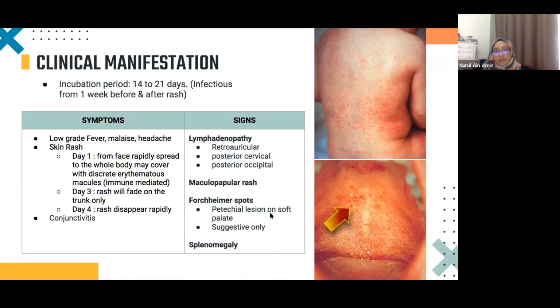And then next are the Forchheimer spots, which occur in 20% of patients. These are petechial lesions on the soft palate, at the top of your mouth. This is only suggestive, but it may appear before the rash. So the Forchheimer spots can appear first, then the rash. But this is rare, since it is only 20%.